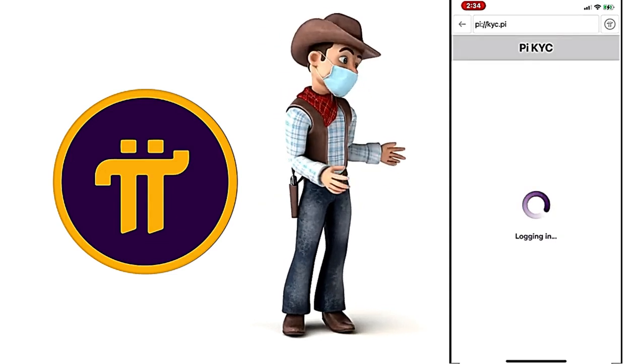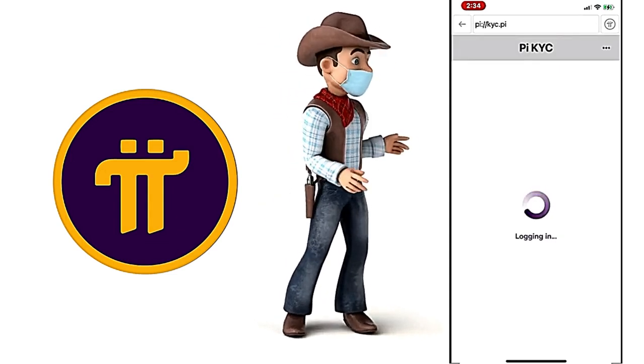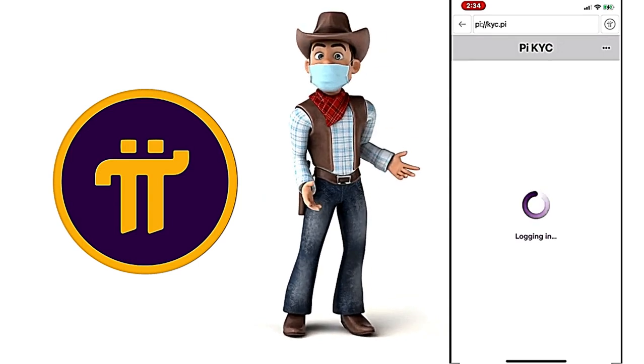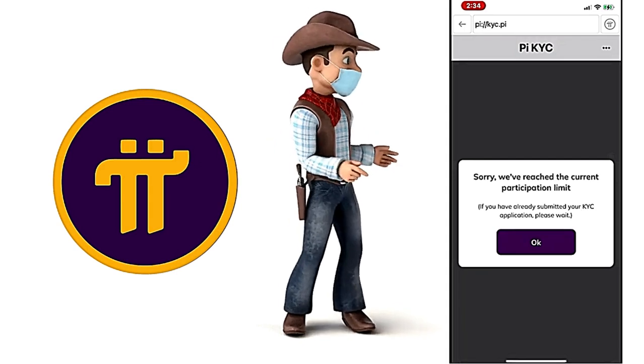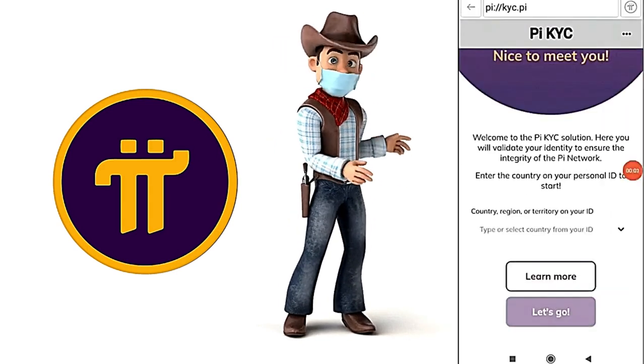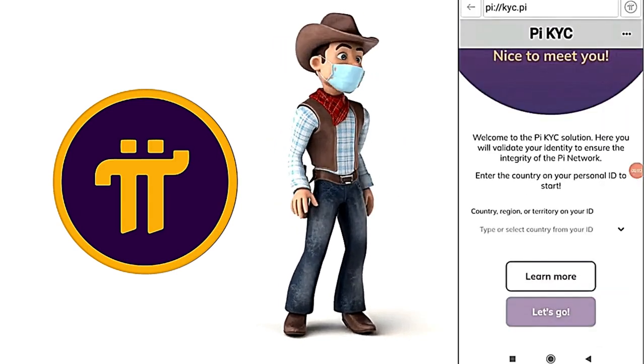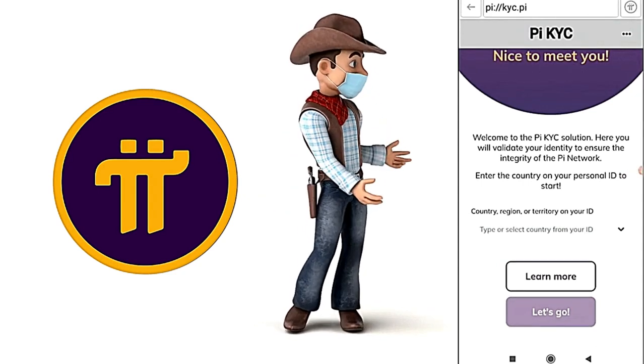This will launch the KYC app and it will look for an available slot inside your location or nation. If there is none, you will receive a notice like the one on your screen, but if there is availability, it will display this on your app. Follow the next steps to KYC.